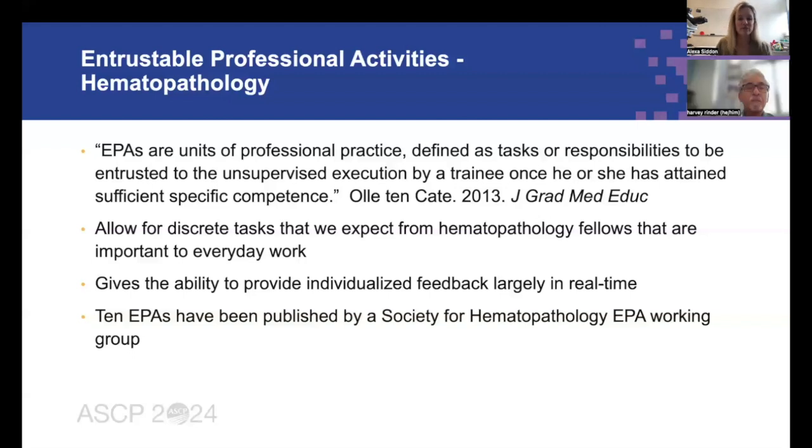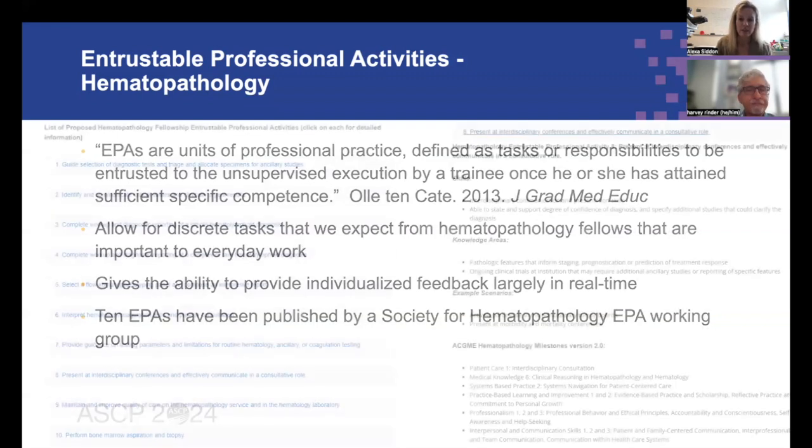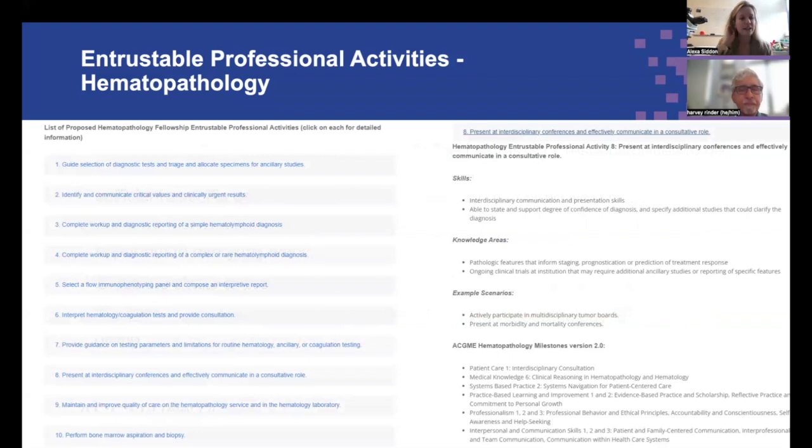And so this allows for discrete tasks that in hematopathology, we expect our fellows to be able to accomplish every day. And this gives us the ability as attendings to give the fellows individual feedback, and we try to do it in real time. The Society for Hemopath, again, has published 10 EPAs. They had a working group that identified 10 large-scale tasks that hemopath fellows should be able to do.